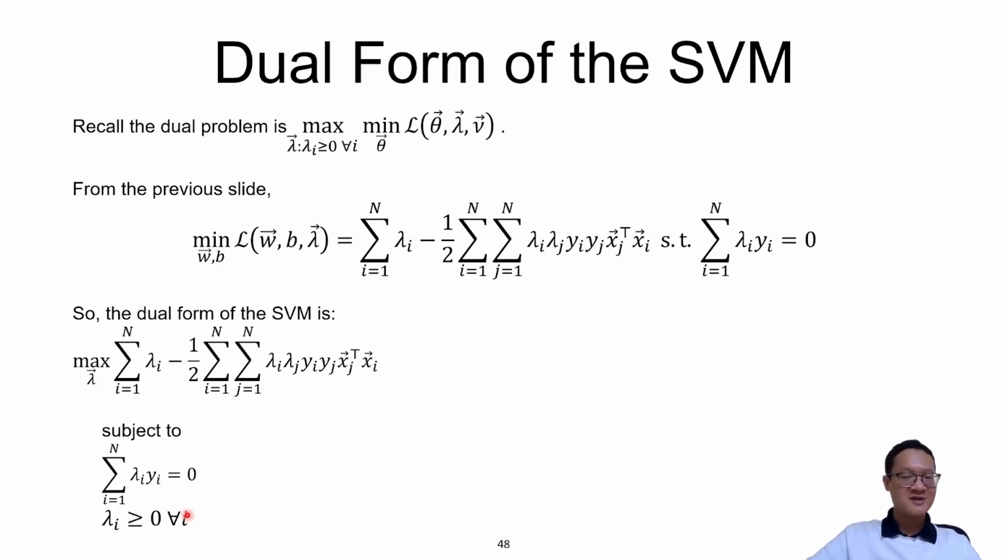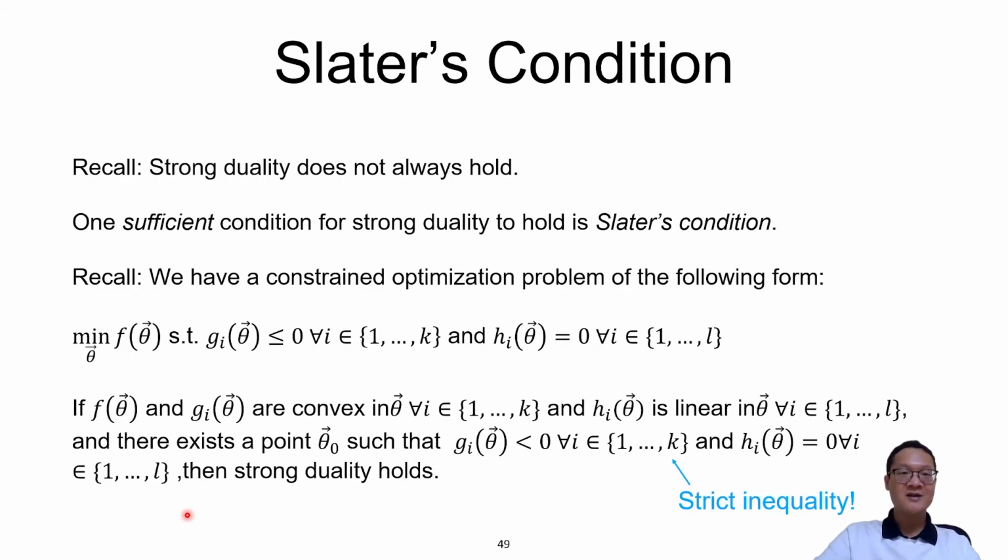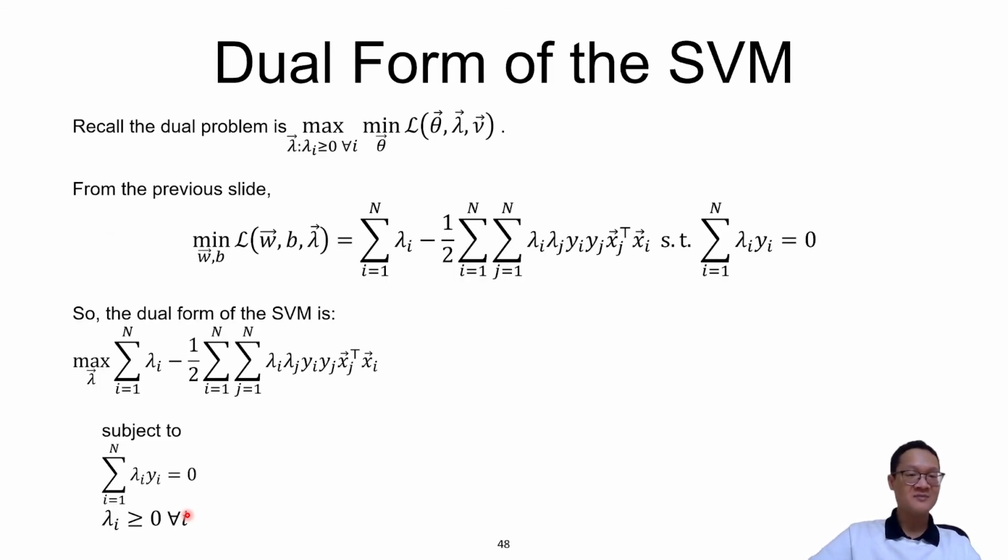Okay, so it looks like we're out of time. So next time we're going to be looking at Slater's condition and then showing that the SVM problem does satisfy strong duality. So solving the dual problem turns out to be equivalent to solving the primal problem.